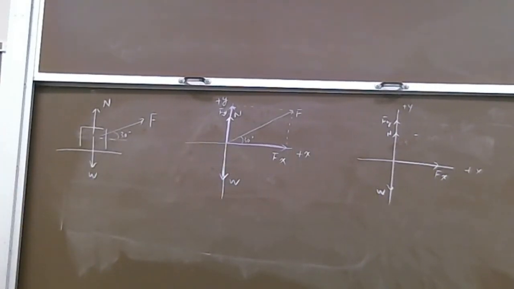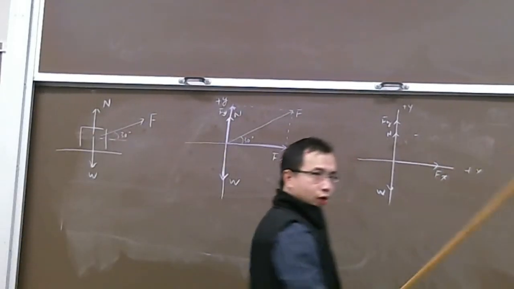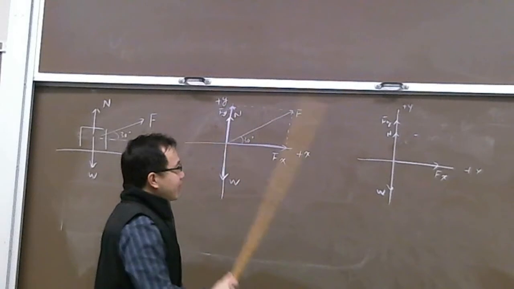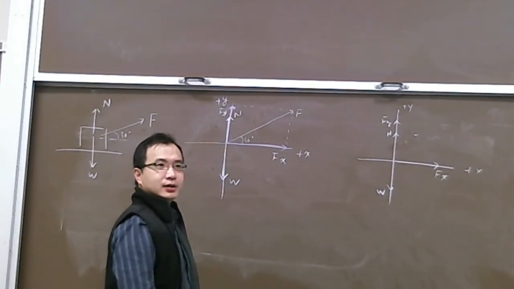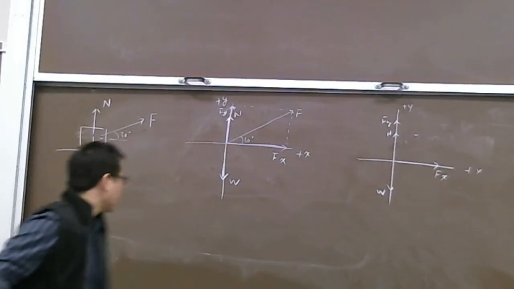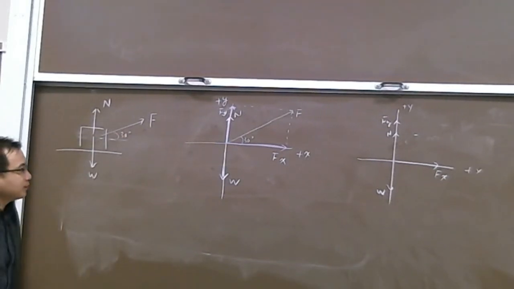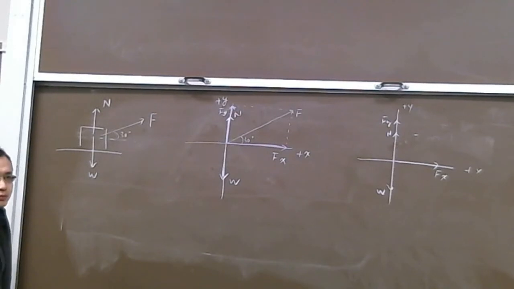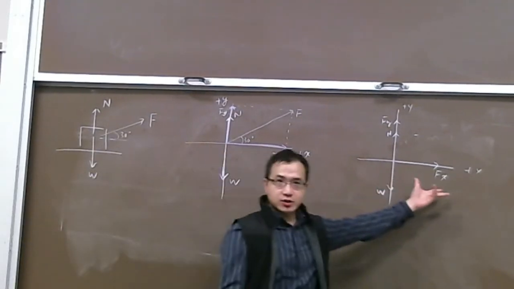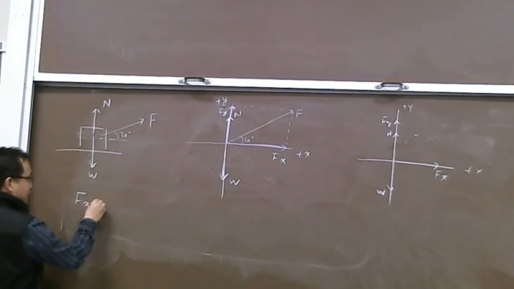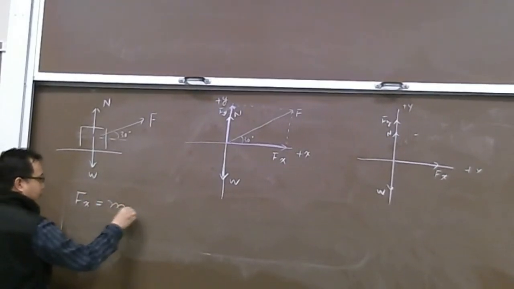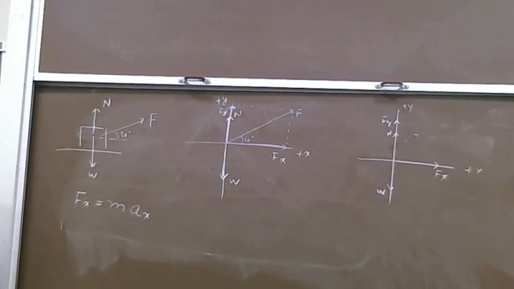So now let's write down Newton's second law. Newton's second law says that along x direction, all the net forces together will give you m multiplied by ax. So along x direction, how many forces do you have? Only one, Fx. So of course, net force equals Fx. So you get Fx equals max.